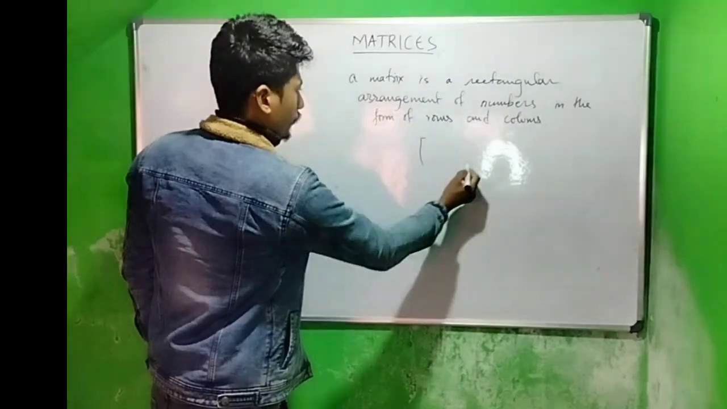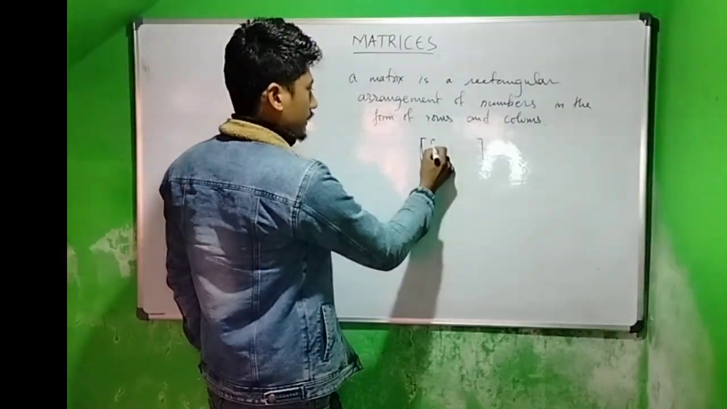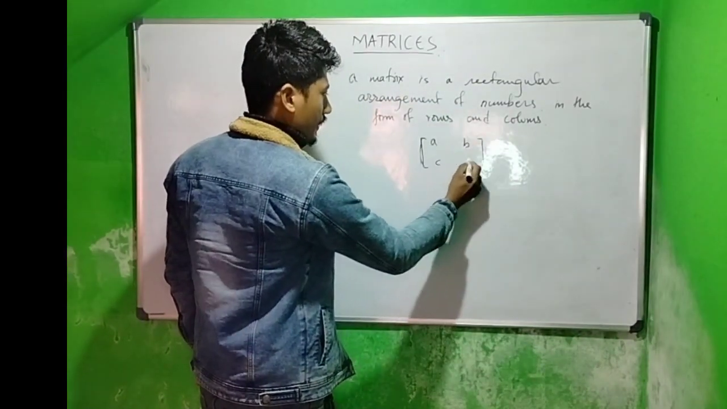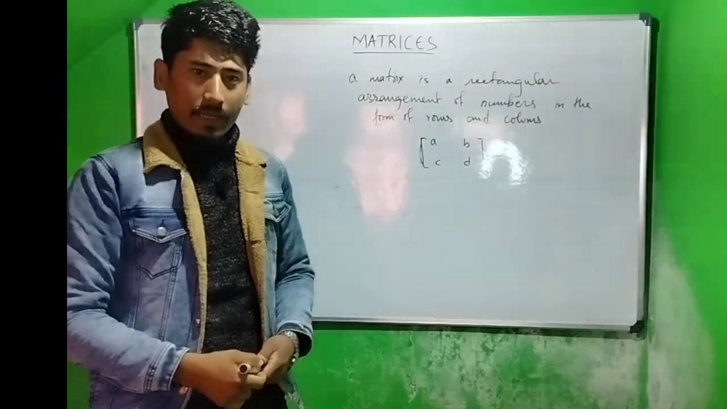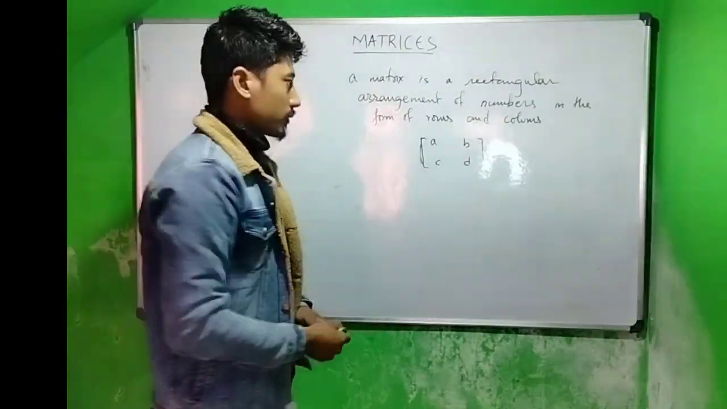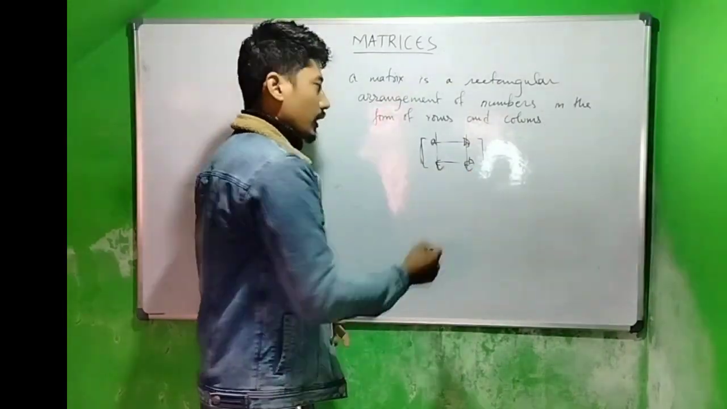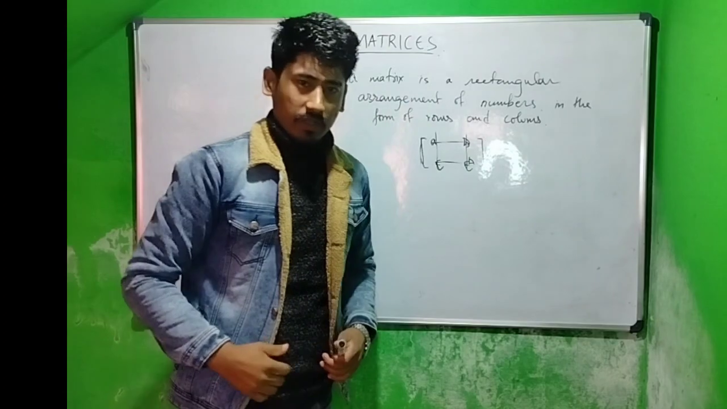For example, if we write the numbers in a box and write, say, A, B, C, D, there are 4 elements, 4 numbers, and they are arranged in rows and columns. So there are 2 rows and 2 columns. So this is called a matrix.